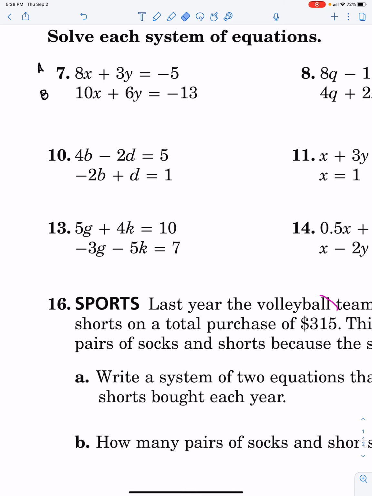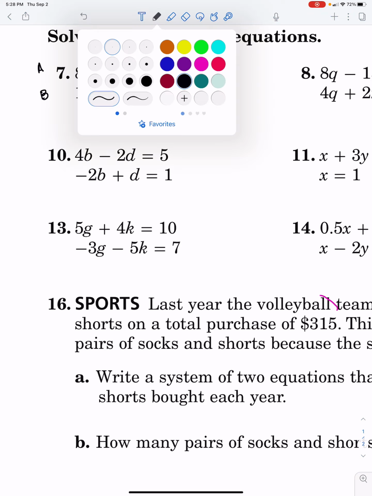Now what I also need to look at, though, is which ones can eliminate, the x's or the y's? Well, if this was a -8 and that was a +10, they still wouldn't eliminate because that would give me 2x. But together, they give me 18x. All right, now look at the y's. 3y and 6y, even if this was -3y and +6y, don't eliminate.